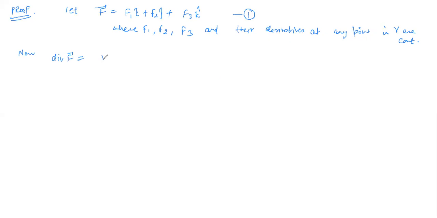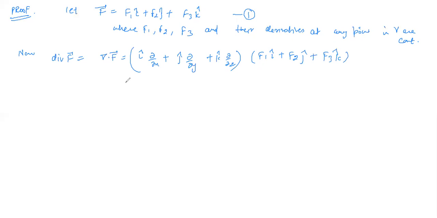Now what is divergence of F? That is the dot product of del with F. So it will be equal to i cap ∂/∂x plus j cap ∂/∂y plus k cap ∂/∂z dotted with f1 i cap plus f2 j cap plus f3 k cap. Now after solving we get divergence of F is equal to ∂f1/∂x plus ∂f2/∂y plus ∂f3/∂z. Call this equation number 2.